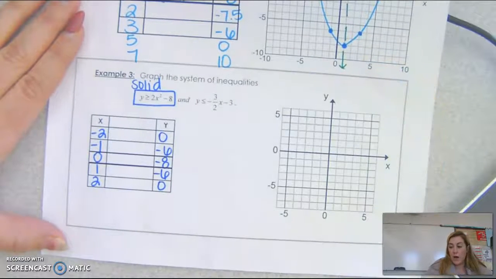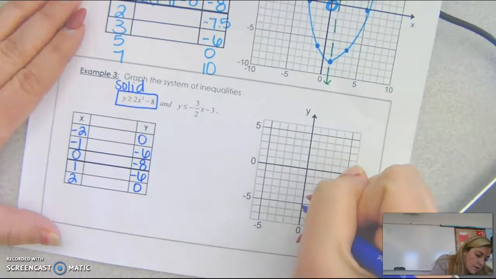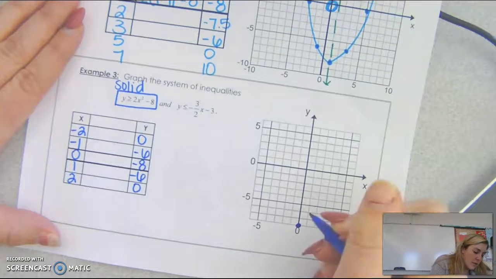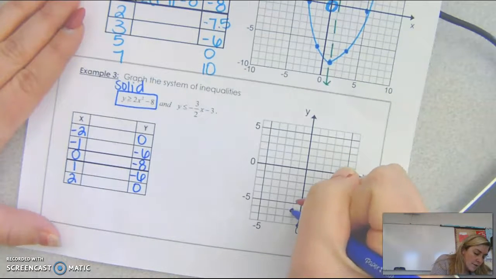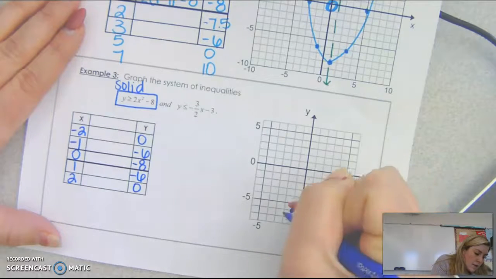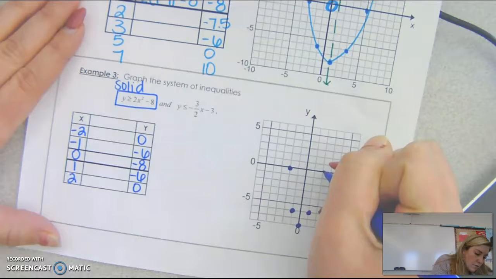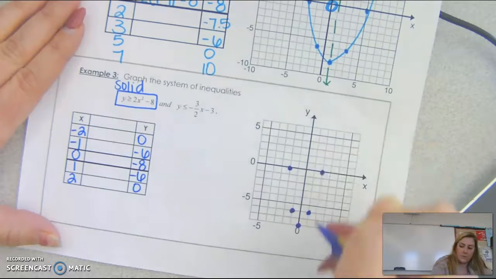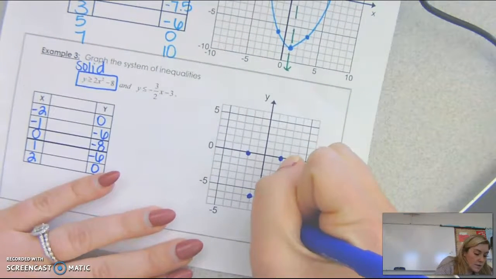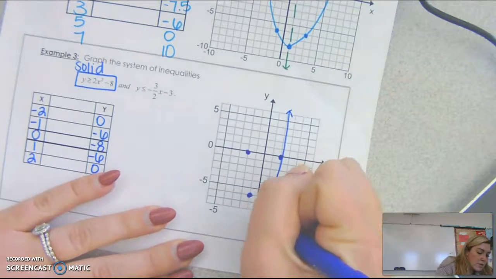So now I'm going to graph the parabola. At 0, I'm at -8. At -1, I'm at -6, same with +1. And then at -2, I'm at 0, same with +2. And then when I draw in my parabola, it's going to be a solid U shape.